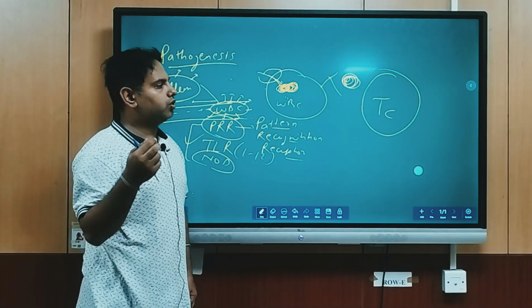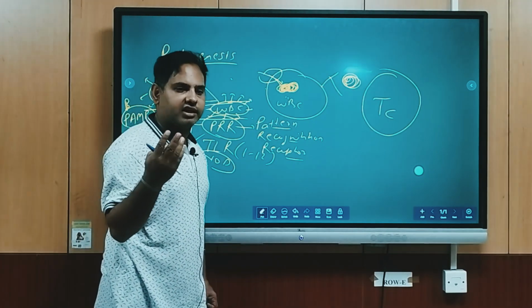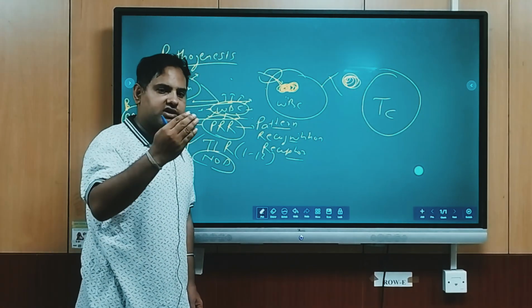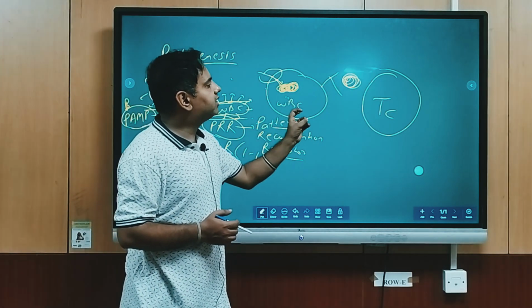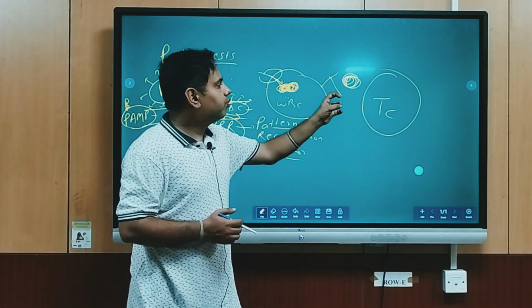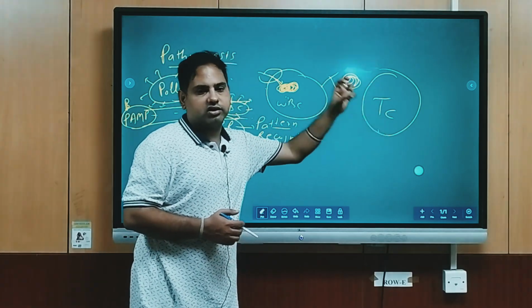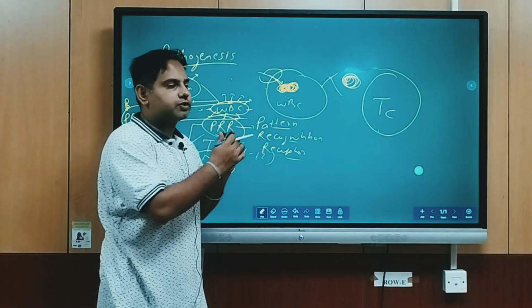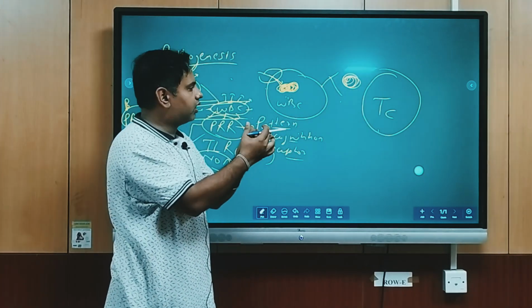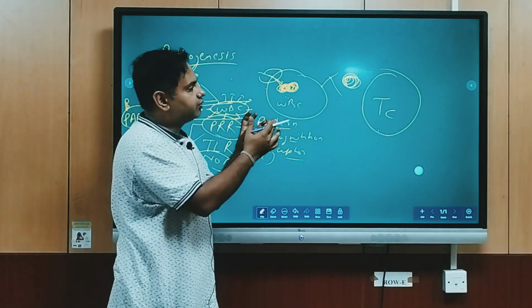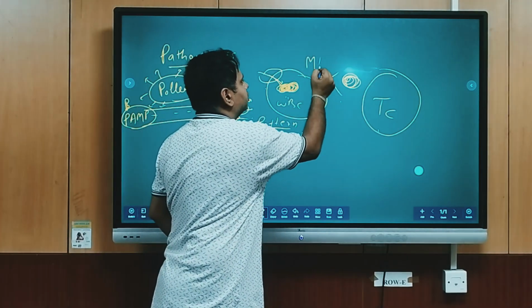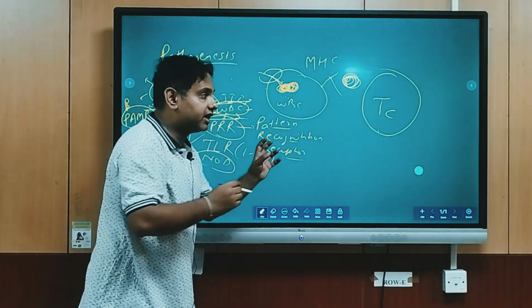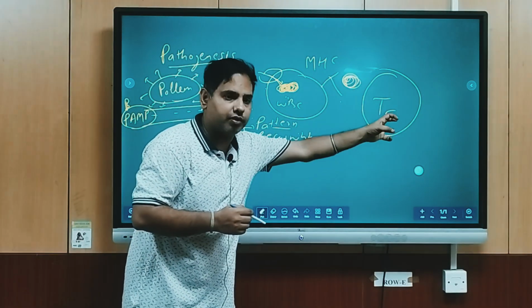TC. I told you we are categorizing T cells into 3 categories: helper T cell, cytotoxic T cell, regulatory T cell. So this WBC will present these pollen proteins to these cytotoxic T cells. So how will this presentation happen? I told you earlier as well, this presentation is a very specialized mechanism. There are MHC molecules which help in the presentation of these chemicals to the adaptive immune system.